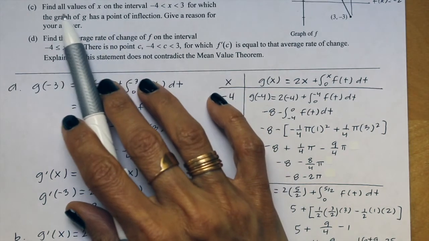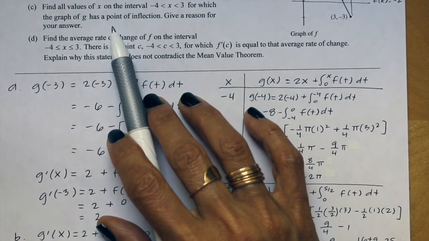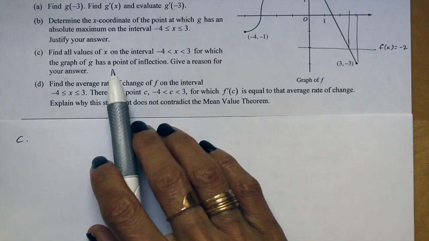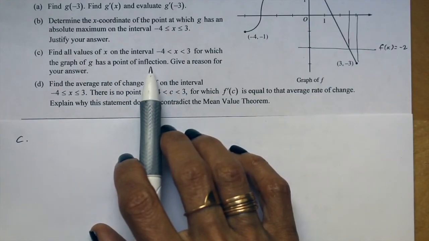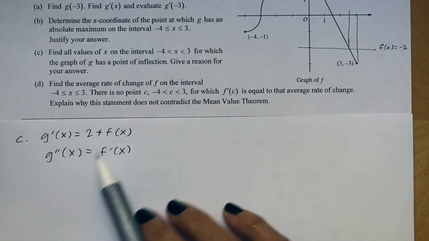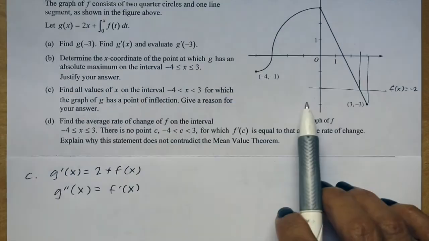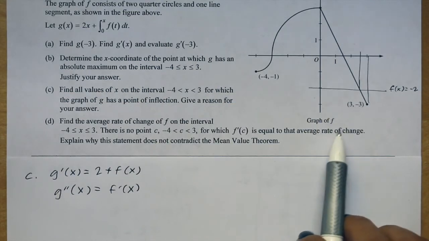Part C says, find all values of x on the interval -4 to 3 for which the graph of g has a point of inflection. Give a reason for your answer. So when you see point of inflection, that means we want the second derivative. So we know g prime of x equals 2 plus f of x. Therefore, g double prime of x is going to be f prime of x. We're going to look at the slopes of the tangent line of this graph of f.